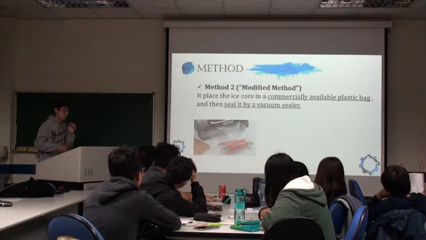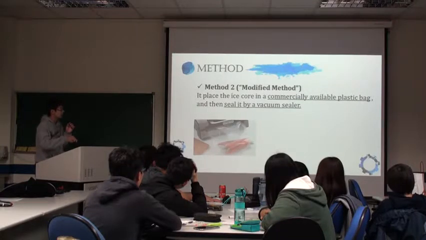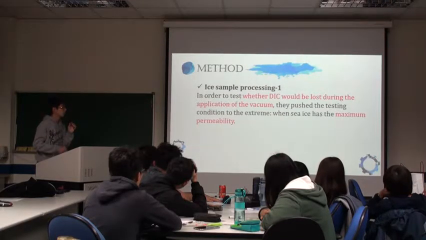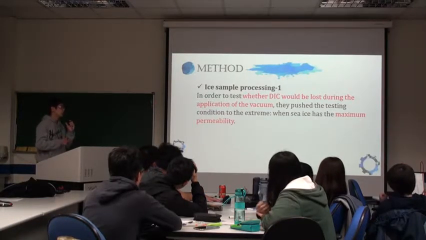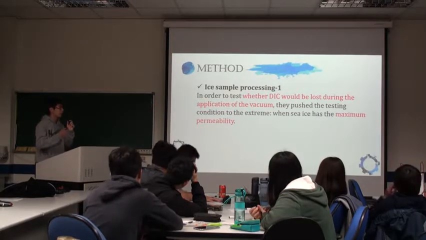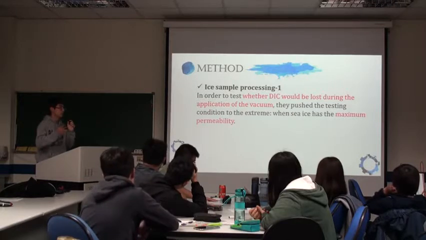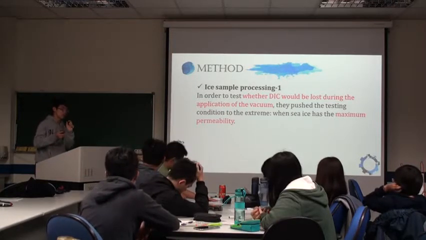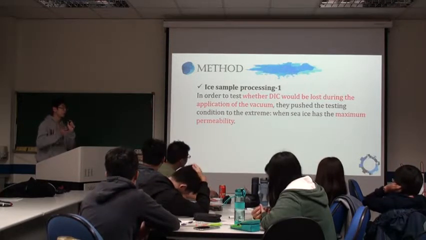The modified method placed the ice core in a commercially available plastic bag and then sealed it by a vacuum sealer, just like this picture, and it took just seconds. In order to test whether DIC will be lost during the application of the vacuum, they pushed the testing condition to the extreme when sea ice has the maximum permeability. In other words, the temperature of the sea ice core sample was brought as close as possible to the freezing point.